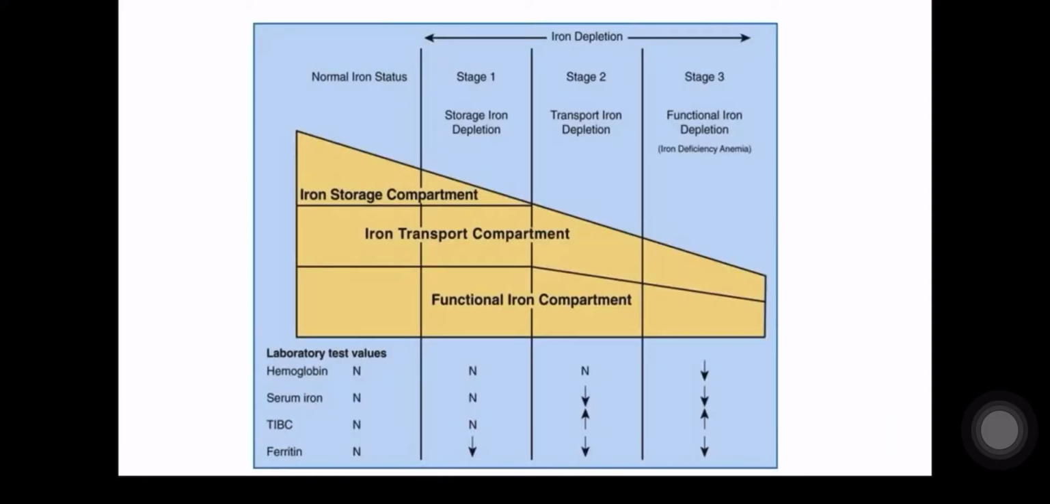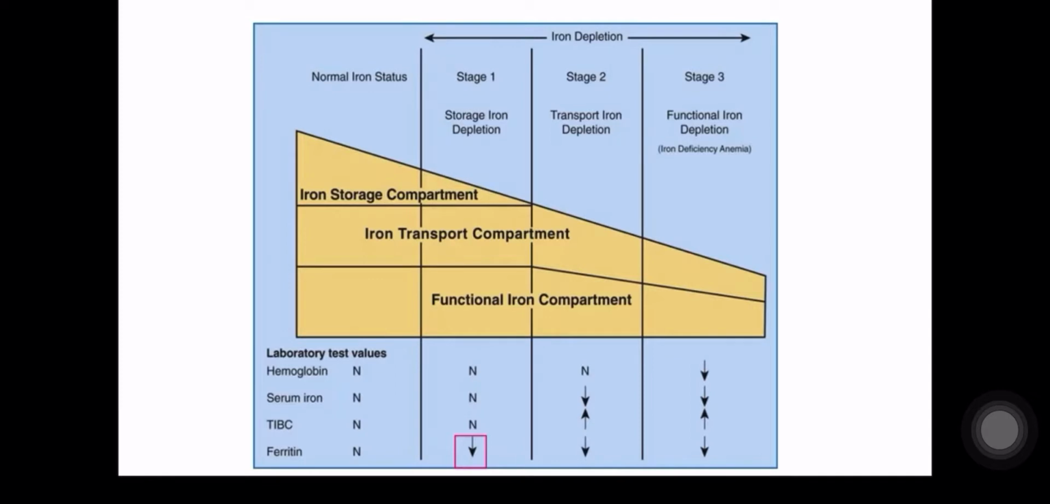So let's go to the stages in the development of iron deficiency anemia, or the iron studies. For normal iron status, everything is normal: hemoglobin, serum iron, total iron binding capacity, and ferritin. In iron depletion, we have 3 stages: stage 1, storage iron depletion, stage 2, transport iron depletion, and lastly, stage 3, functional iron depletion. Now, the first stage is storage iron depletion, so the iron storage, which is ferritin, is decreased.